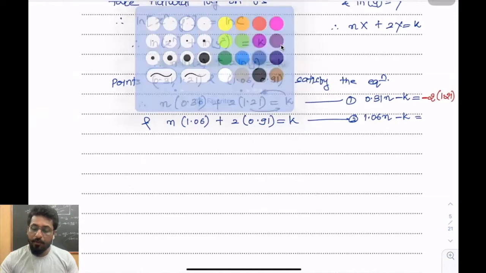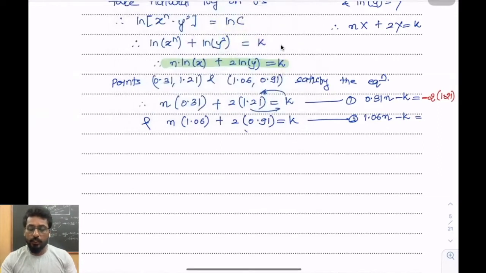So same is going to happen for the next equation. So this 2 times of 0.91 is going to go on the other side. k has come on the left. So I get 1.06 times of n minus k is equal to negative 2 times of 0.91. So let's take the calculator and solve it simultaneously.